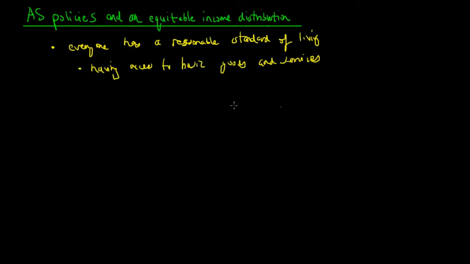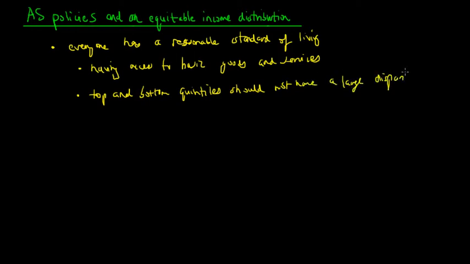And it also means that the top and bottom quintiles, and as we know, income distribution is calculated through quintiles, should not have a large disparity. So what this means is that the final income earned by the top bracket should not be too different to the income earned by the bottom bracket. And this is a very subjective goal or idea relating to income distribution, but it is still there.